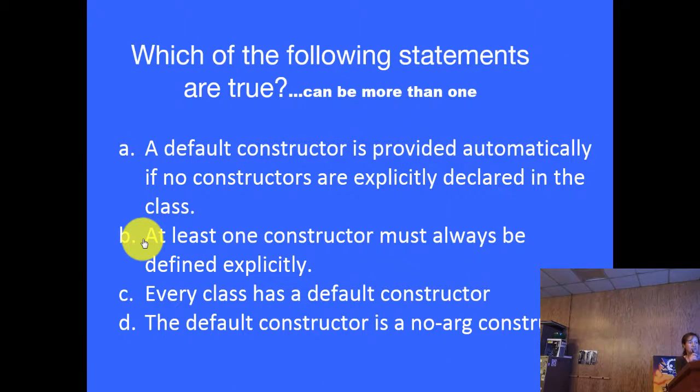All right. Which of the following statements are true? A default constructor is provided automatically if no constructors are explicitly declared in the class. Is that one true? Yeah, that is true. At least one constructor must always be defined explicitly. That means written out. Oh, that's false, because if you don't make any, it makes one for you, right? Every class has a default constructor.